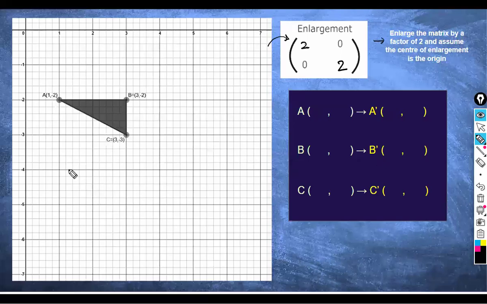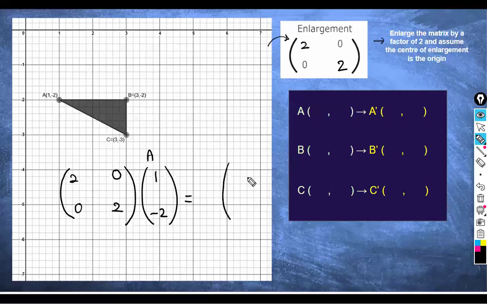Y'all want to try one for me? Let's say you take 2, 0, 0, 2, and I want you all to multiply by point A. A is 1, minus 2, right? Take this matrix multiplied by A, and you will get A prime. And you will get the same answer as if you had used the drawing method. Do me that favor. Take A multiplied by 2, 0, 0, 2, get the answer. And you will realize, wait now, we would have gotten the same answer if we were to draw it.